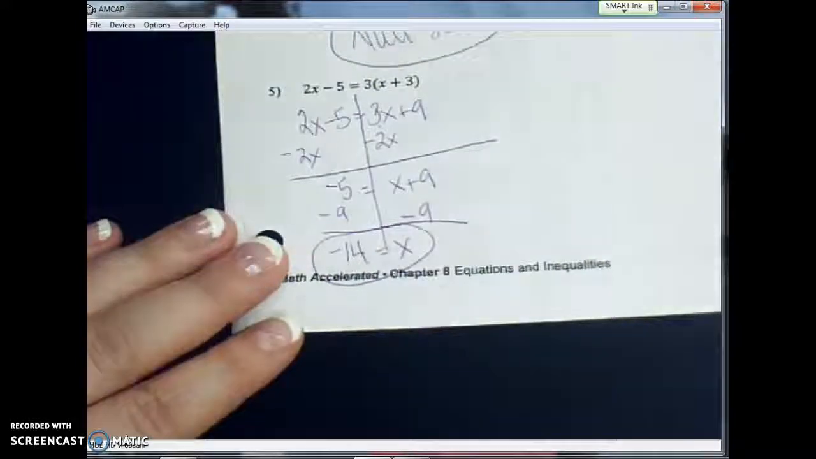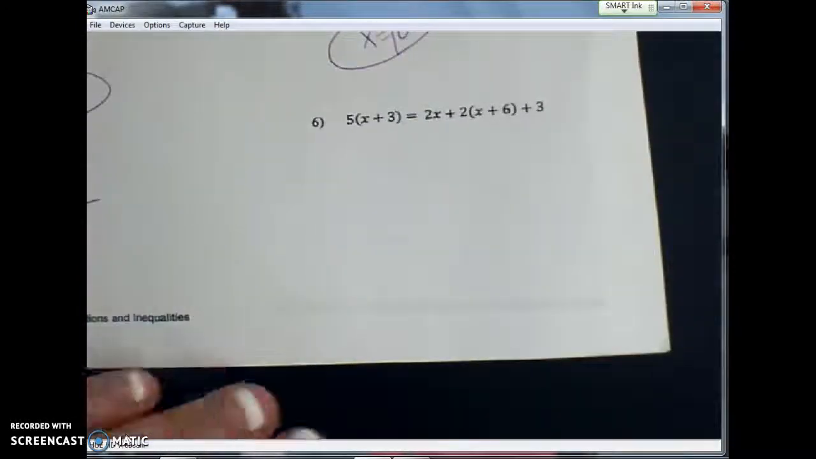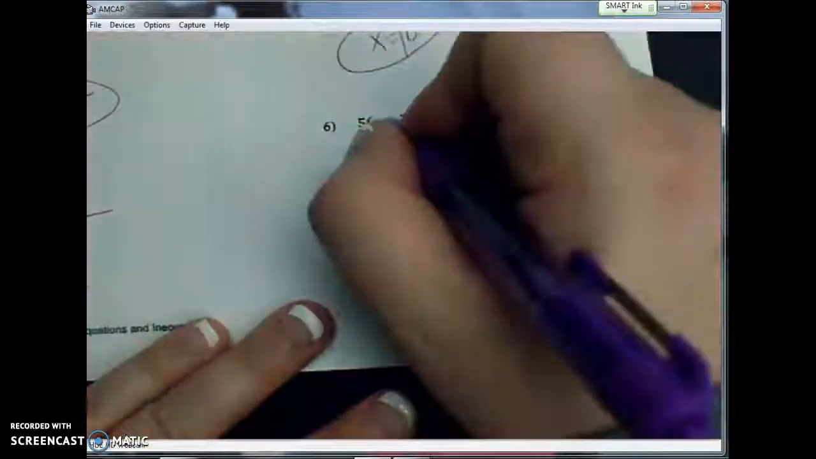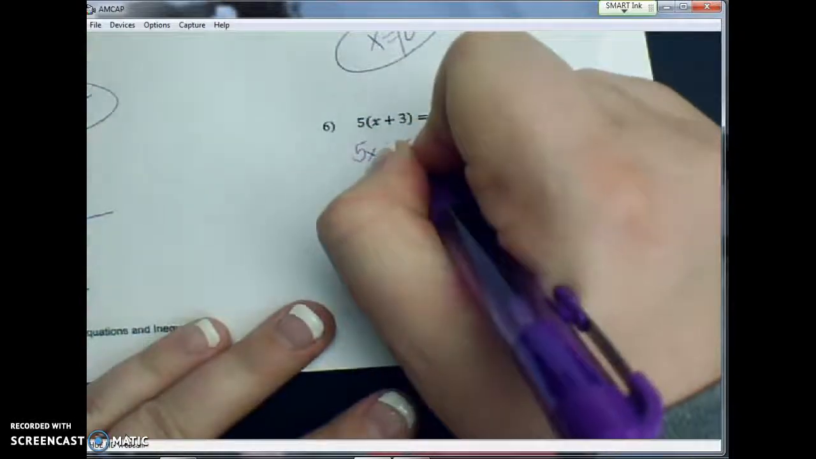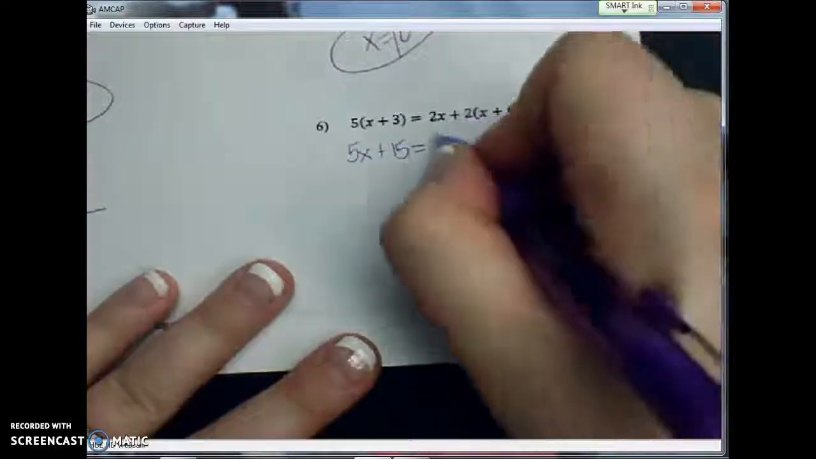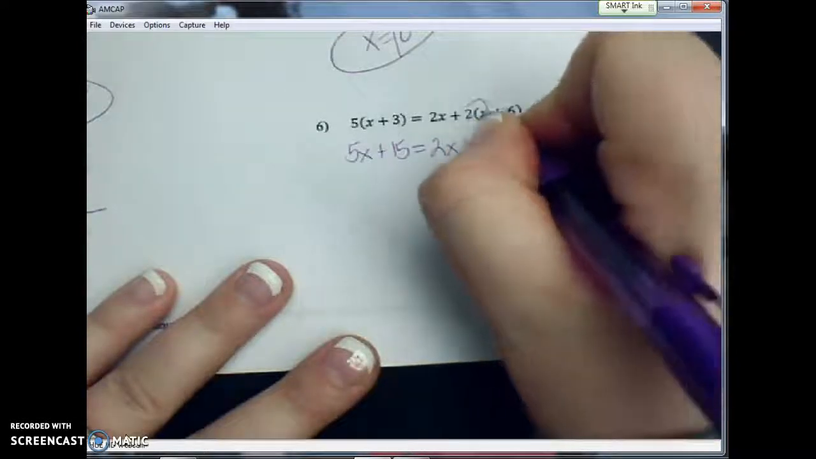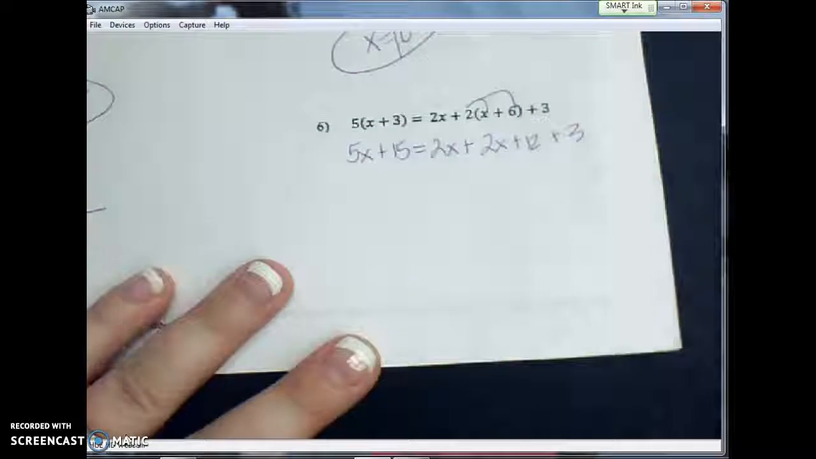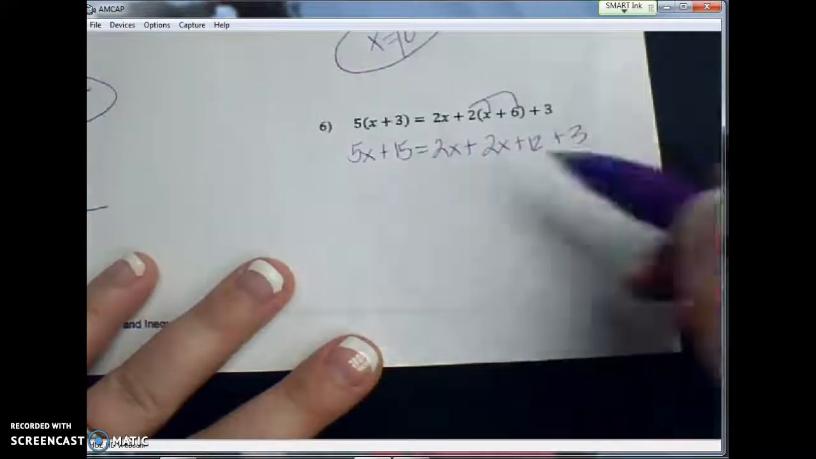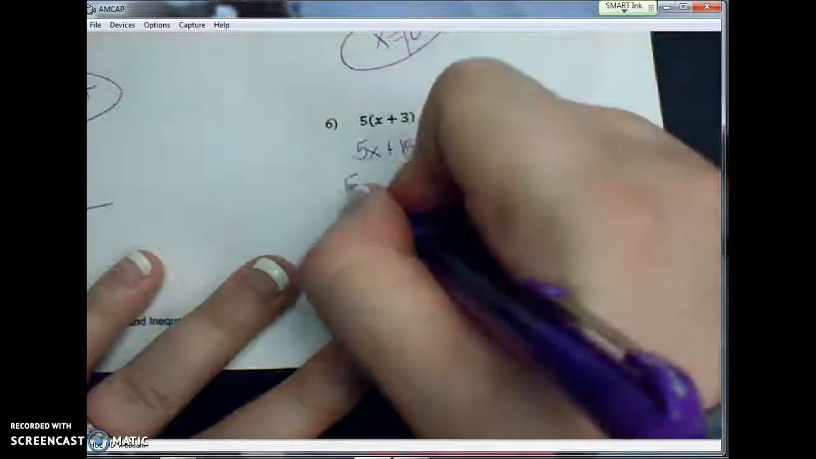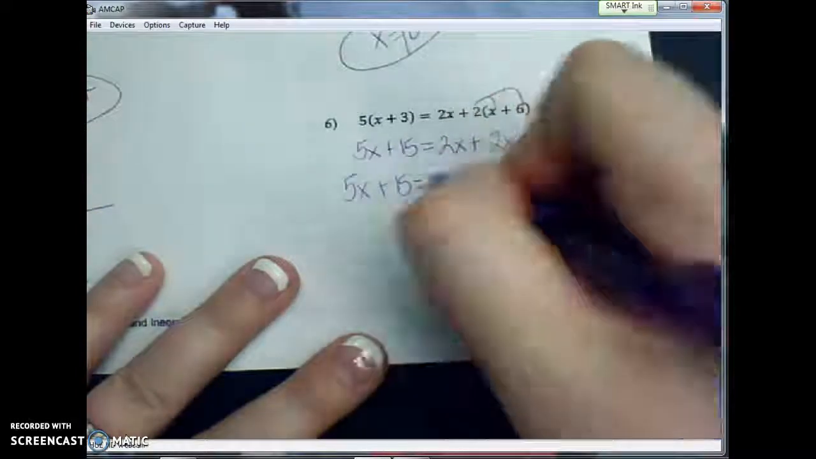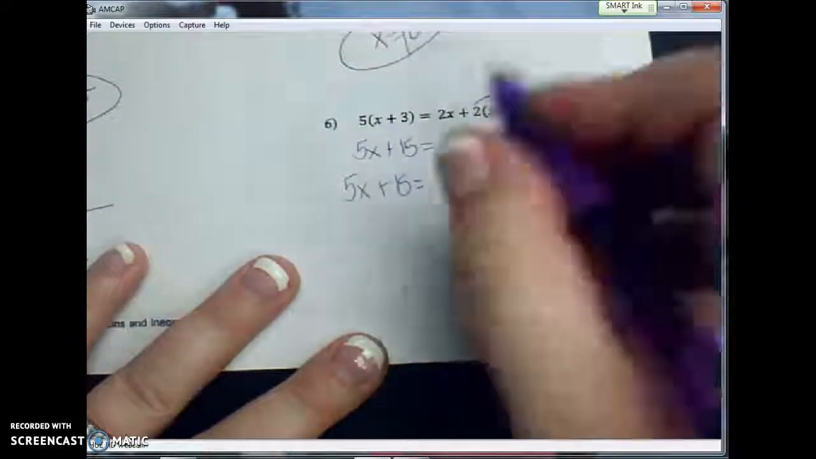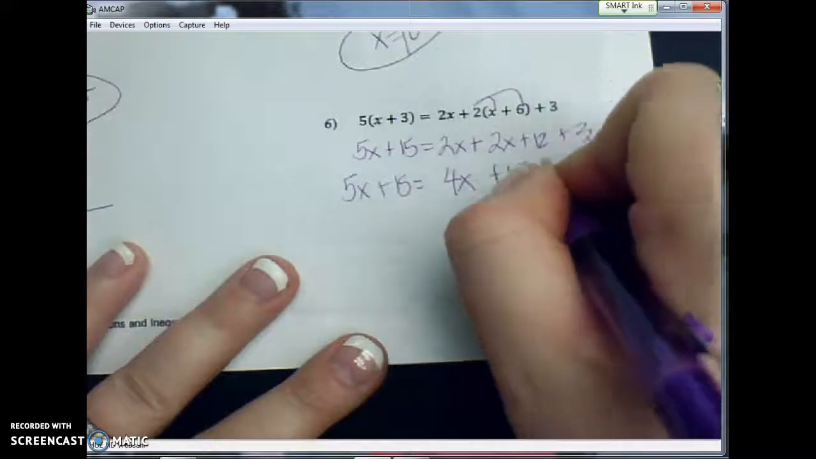Okay. And then let's go ahead and take a look at number 6. Oh, this is a big one. So we have 5x plus 15 equals 2x plus 2x plus 12 plus 3. So I have to apply my distributive property. Now I'm going to combine those like terms. 5x plus 15 equals 2x plus 2x is 4x plus 15.